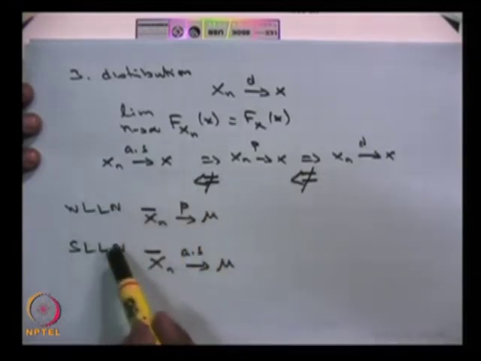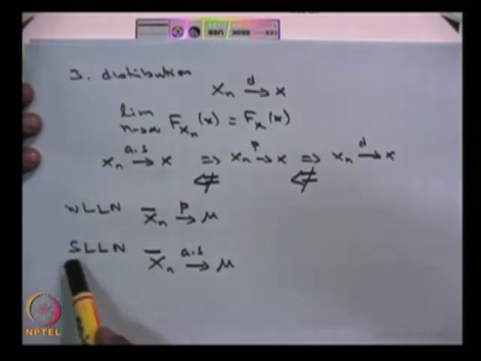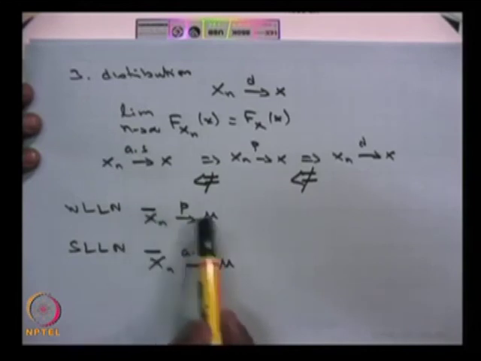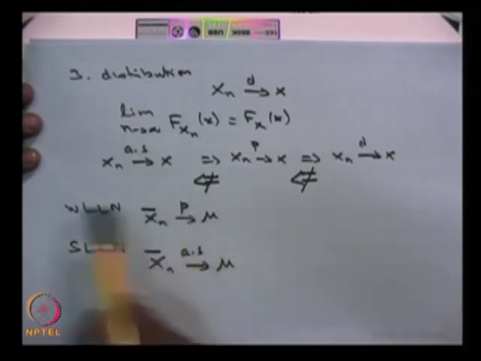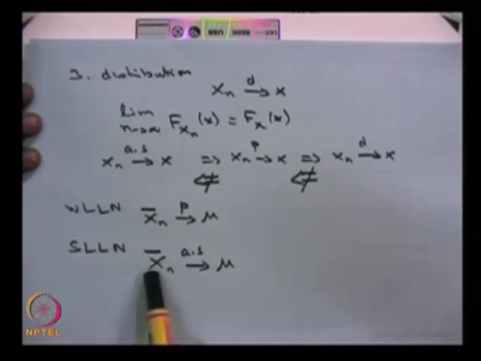When I categorize this into the law of large numbers, there is a weak law of large numbers and a strong law of large numbers. If the mean of Xn converges to mu in probability, then we say it is the weak law of large numbers. Similarly, if the convergence is almost sure, then we conclude it satisfies the strong law of large numbers.